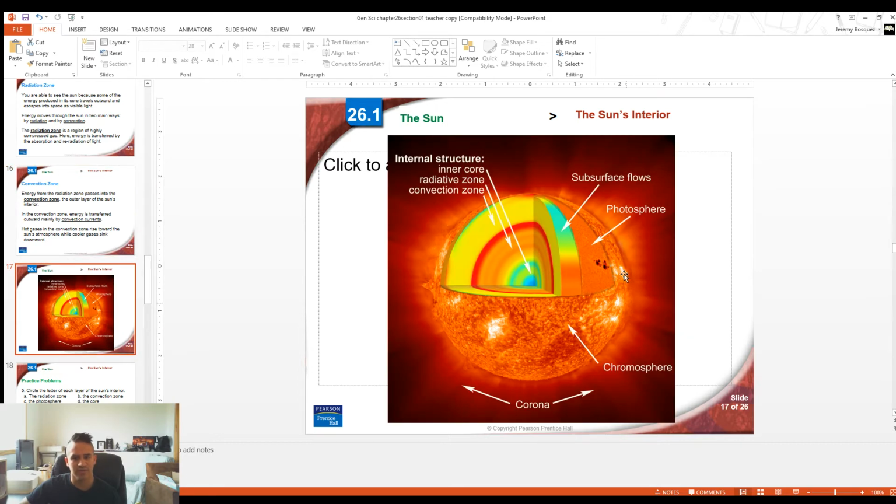So far, this little image shows we have the core in the middle. We don't need to worry about inner core, outer core, but we have a core in the middle. Then we have the radiation zone, which is right outside that, and then the convection zone, which is right beyond that. And that's the majority of the sun. The layers on the outside of the sun are much thinner compared to those three. So the majority of the sun's mass comes from those three layers.